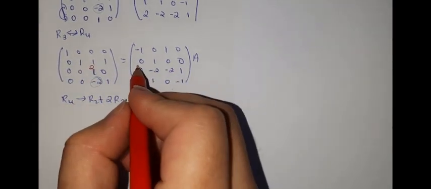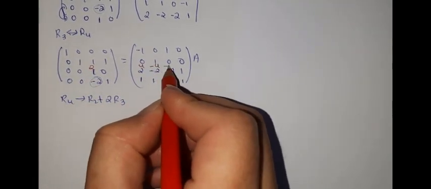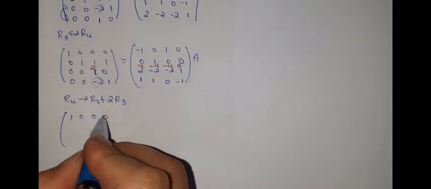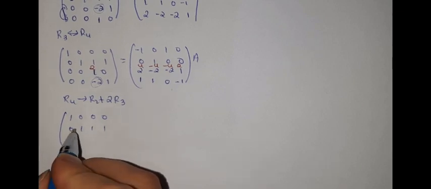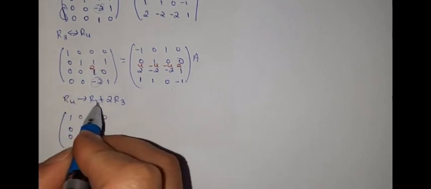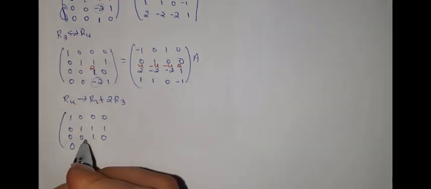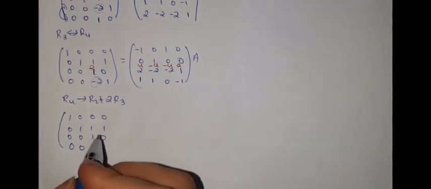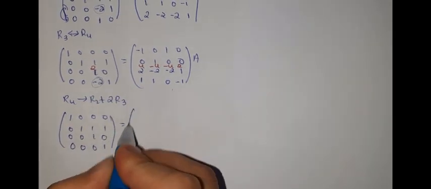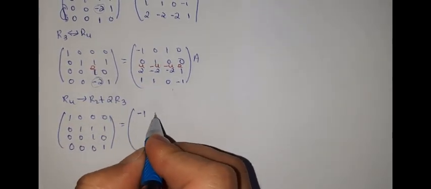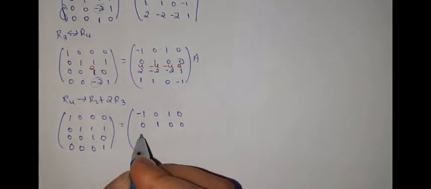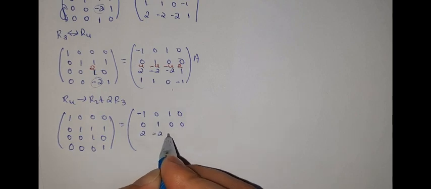So again, R2 minus 4, R4 minus 4, R2 1 the 2. So 1 0 0 0, 0 0 1 1, 1 0 0 1 0. Now R4, so 0 plus 0 is 0, 0 plus 0 is 0. So minus 2 plus 2 is 0, 1 plus 0 is 1, minus 1 0 1 0 0 1 0 0 2 minus 2 minus 2 1.